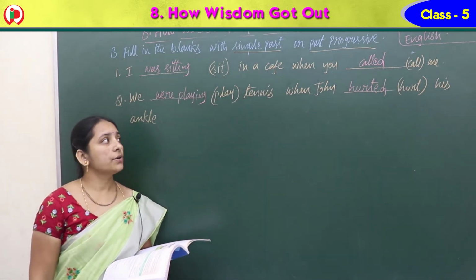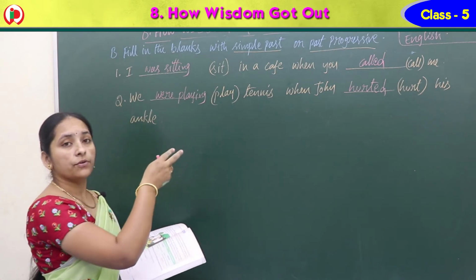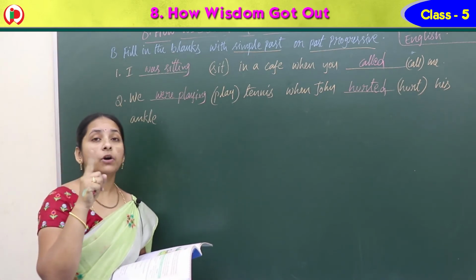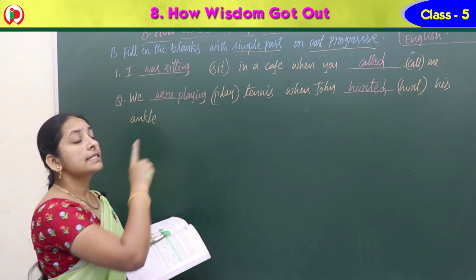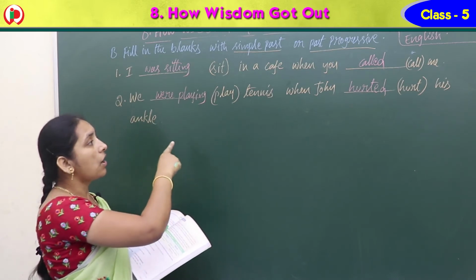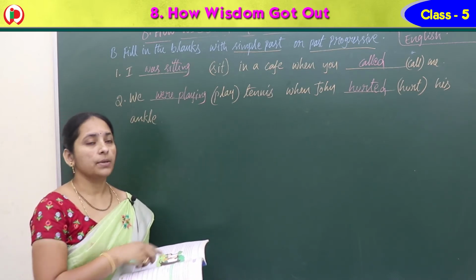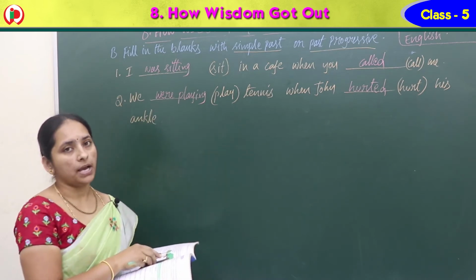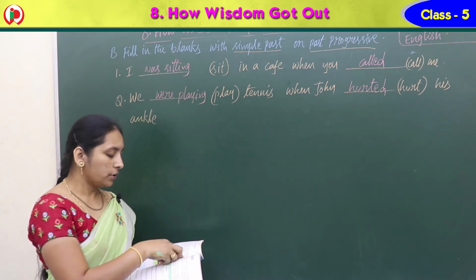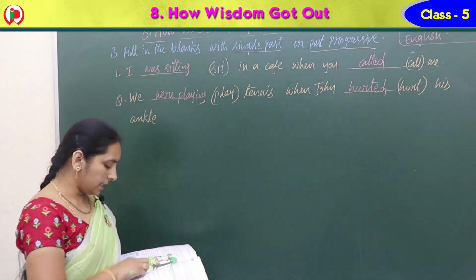Okay, children. So here two actions, of course, but in the past perfect it means one after the other. But here it is the same time. One is a long time and then one is a short time. That's why for this long time we should write past continuous. Okay? Don't get confused about it. And see the third sentence.